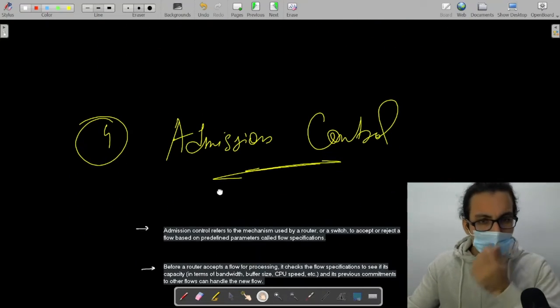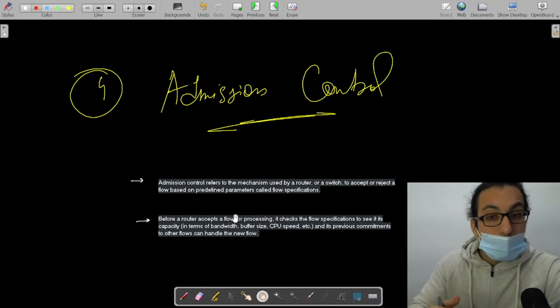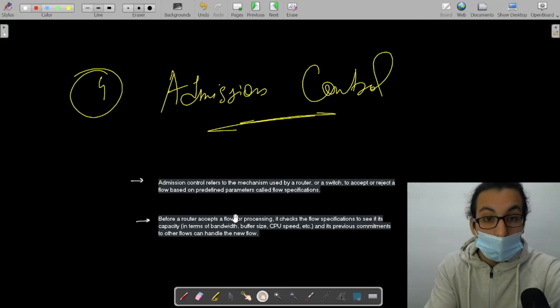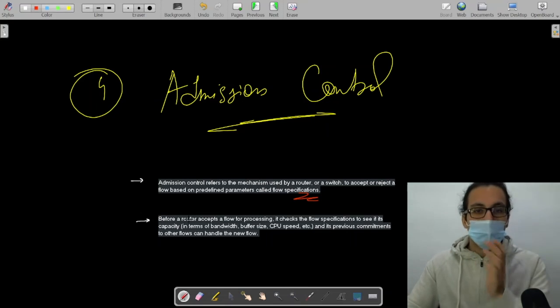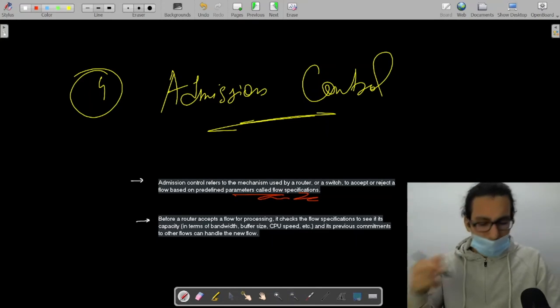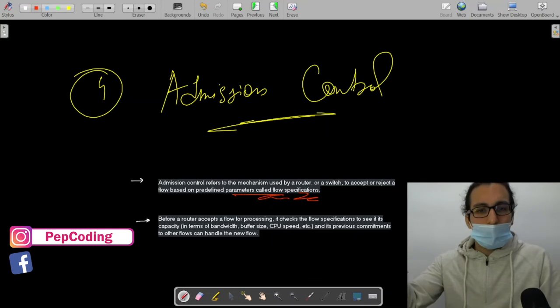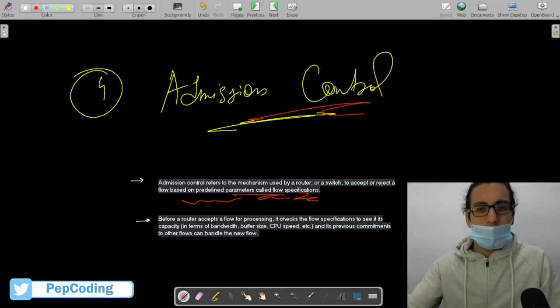And then the fourth one is admission control. Admission control refers to the mechanism used by a router or a switch to accept or reject a flow based on predefined parameters known as specifications. Like it can accept or reject a flow based on some parameters, like we have that only data which is arriving at more than 5 Mbps will be accepted. Anything less than that will be rejected. So that's taken care of by admission control.